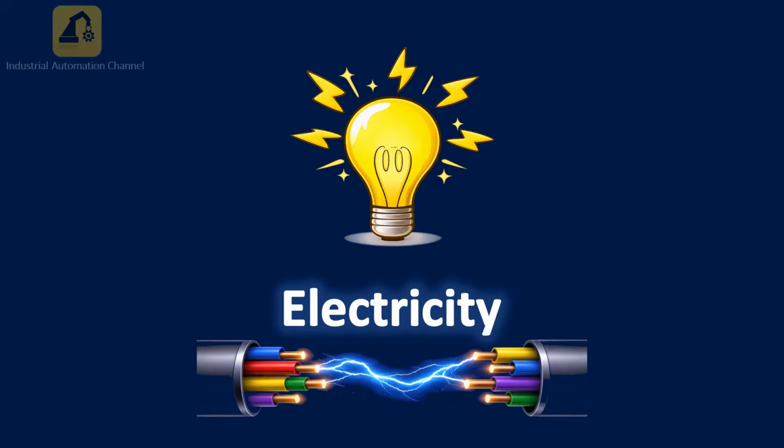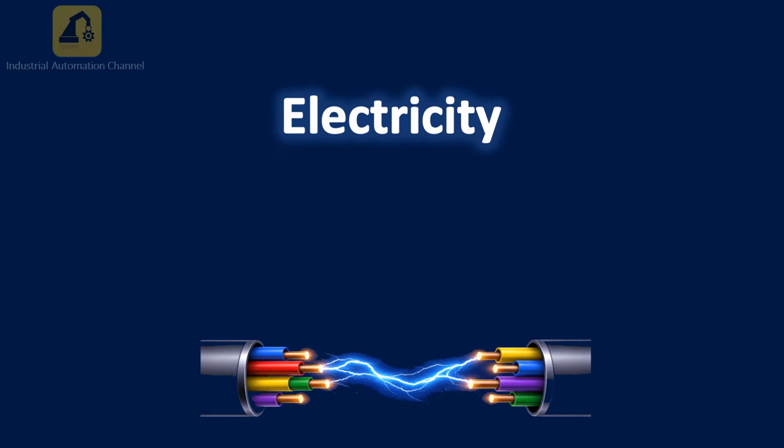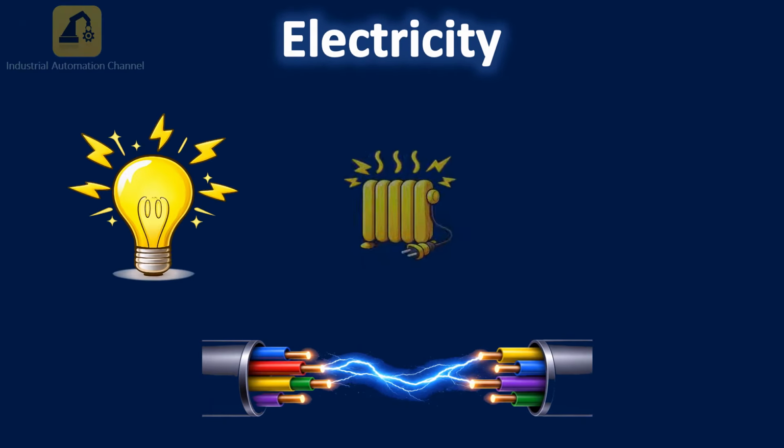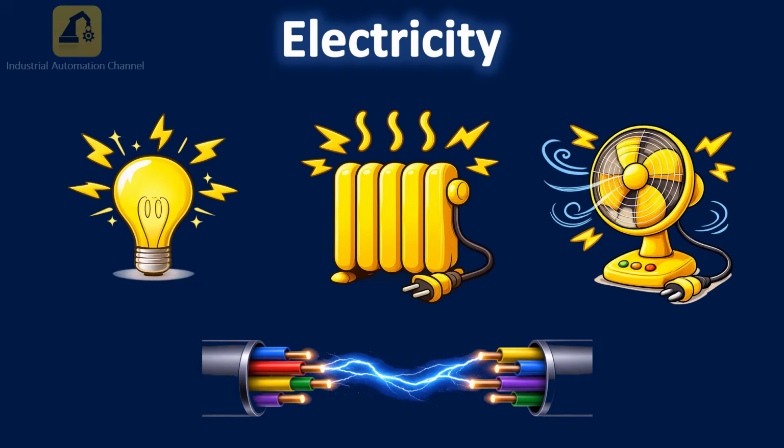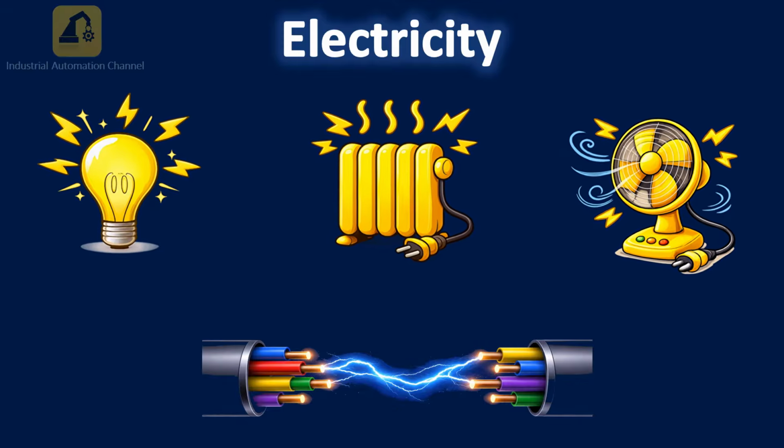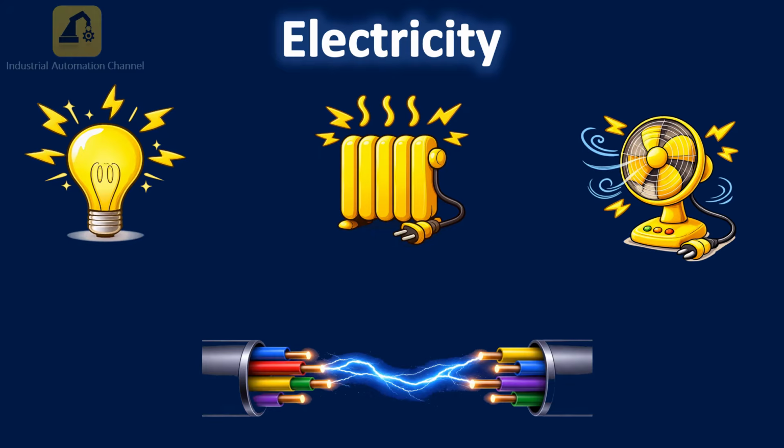We call it electricity, but electricity itself is something you can't see. You don't see electricity, you only see its effects. Light, heat, movement. A lamp glowing, a motor turning, a device coming to life. All of this happens because of electricity. And that brings us to the big question: what is electricity really?